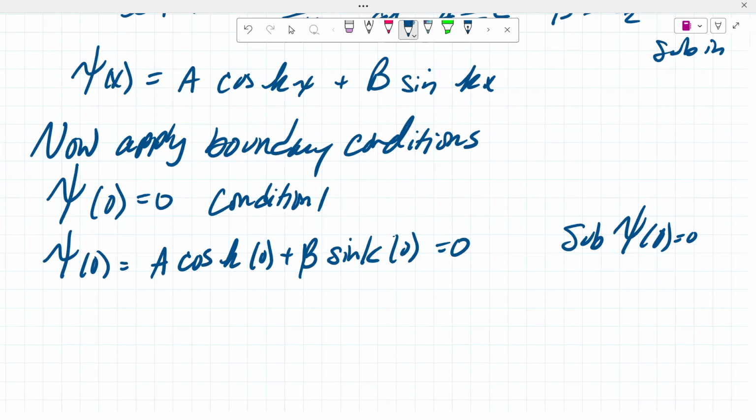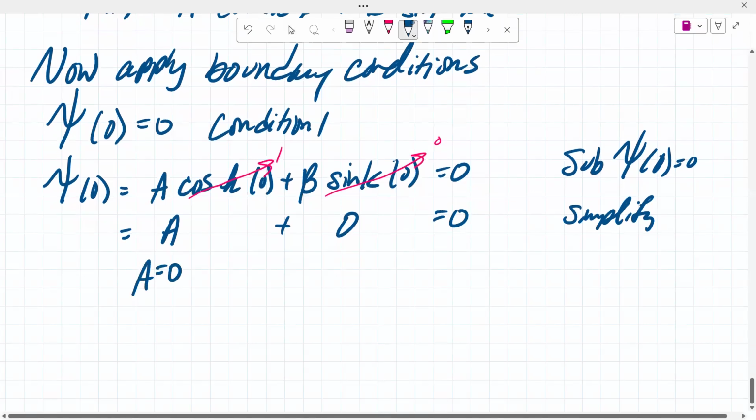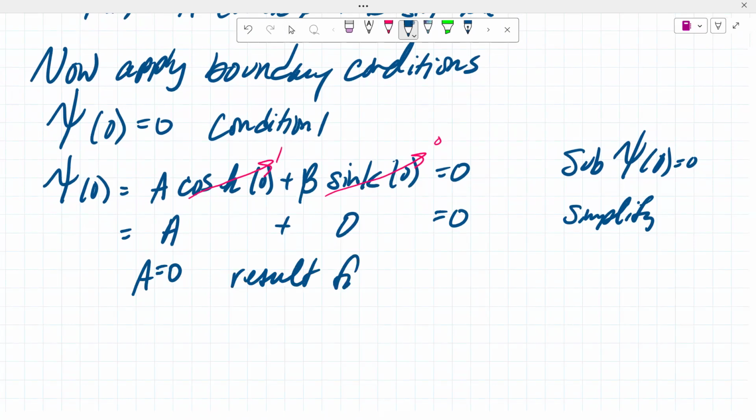Now, do any of these things go to some predictable values? Well, they sure do, because we are multiplying by 0. So the cosine of 0 goes to 1. And the sine of 0 goes to 0. All right, well, that's going to make our equation a little simpler. So this will result to just a plus this thing, all right, so b times 0 is 0 equals 0. Or in other words, a equals 0. This is the result for the first boundary condition.